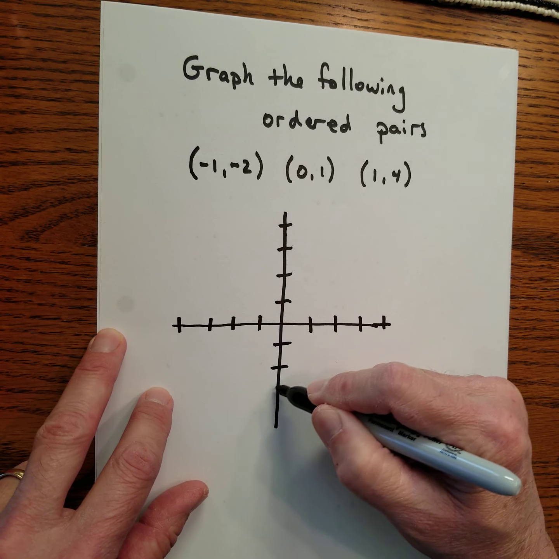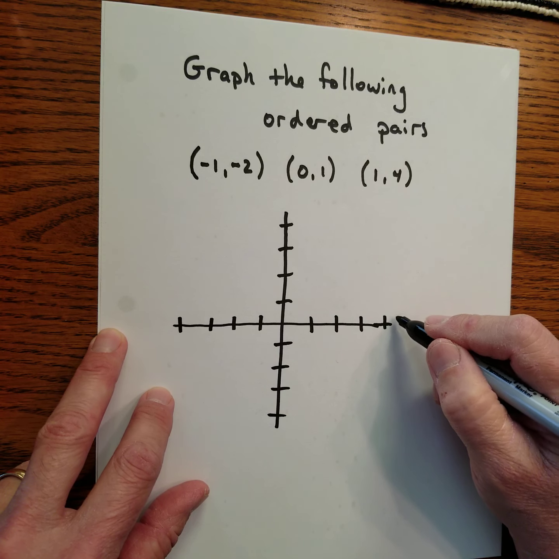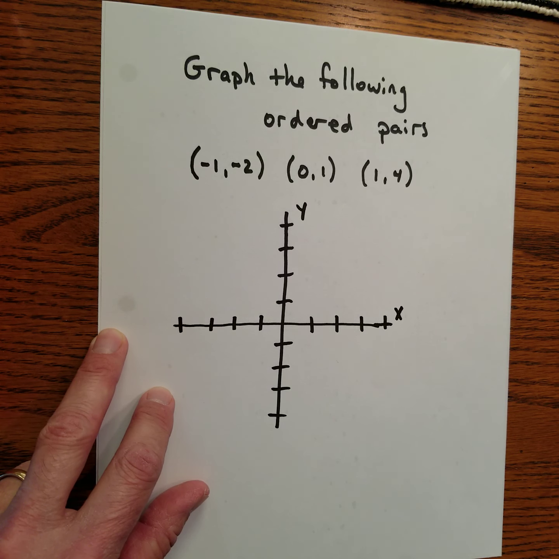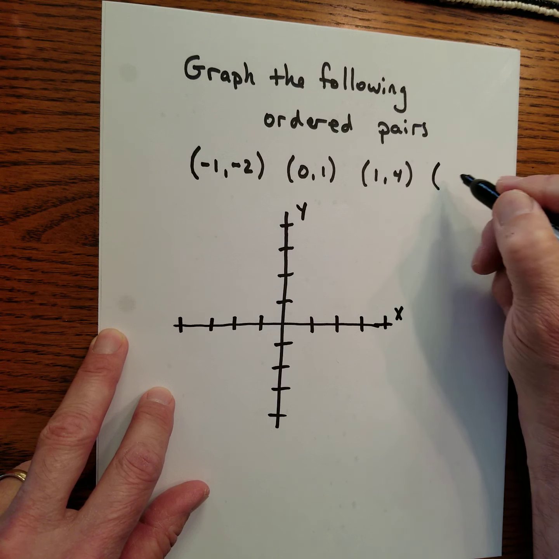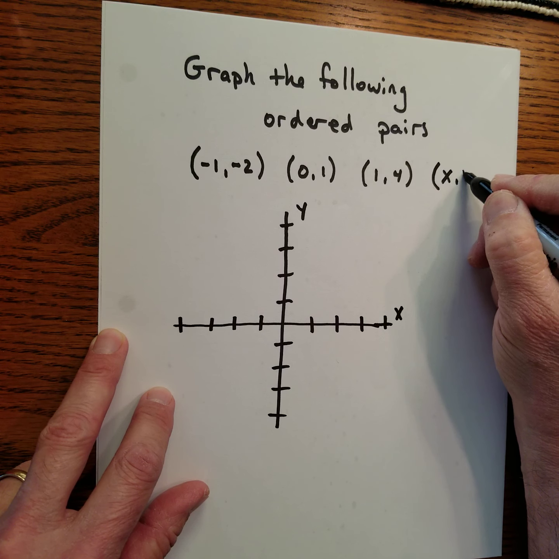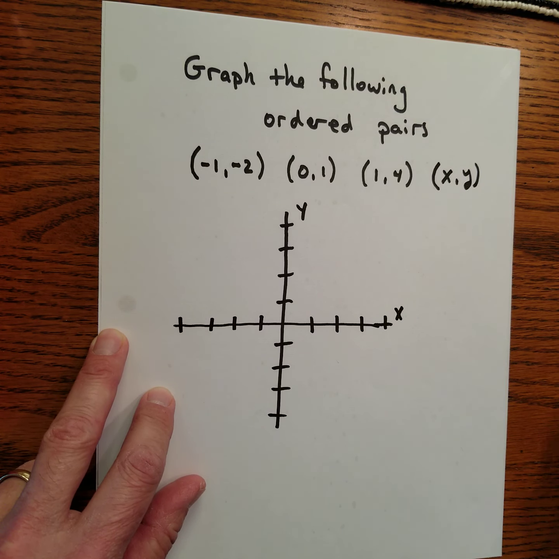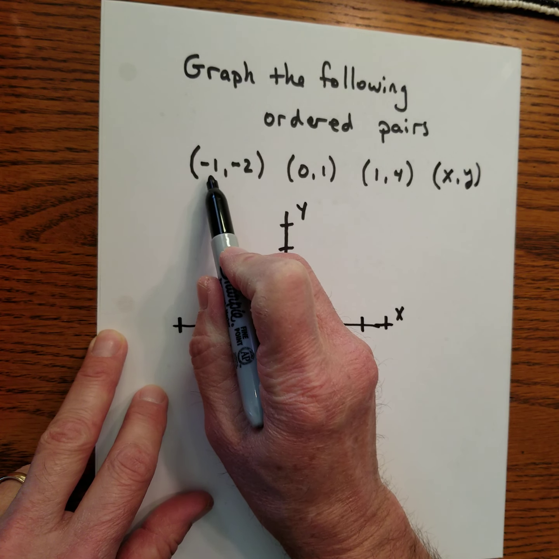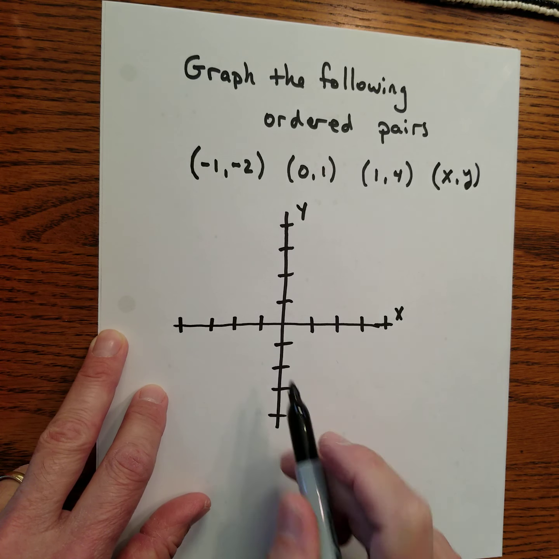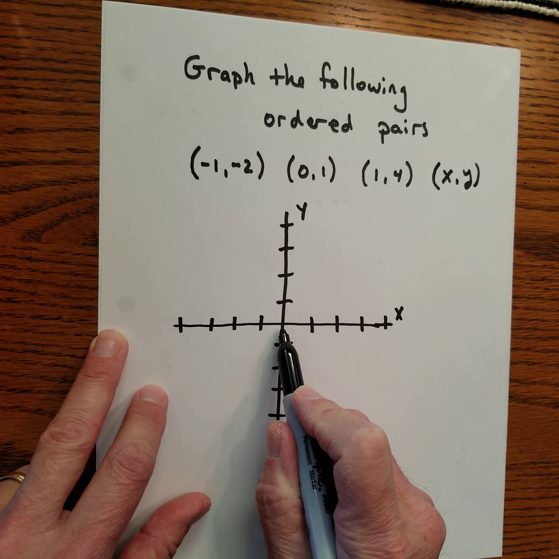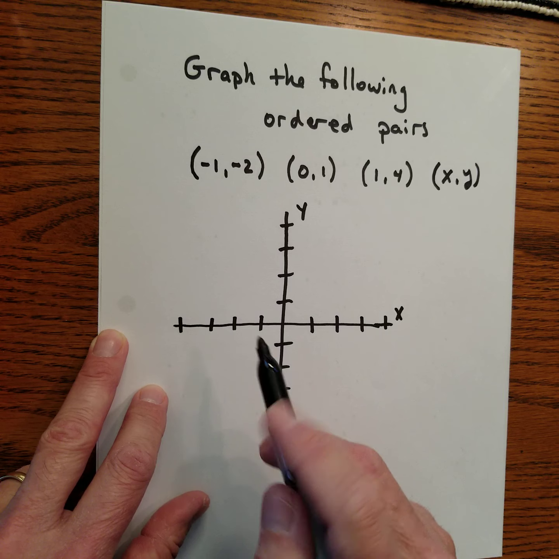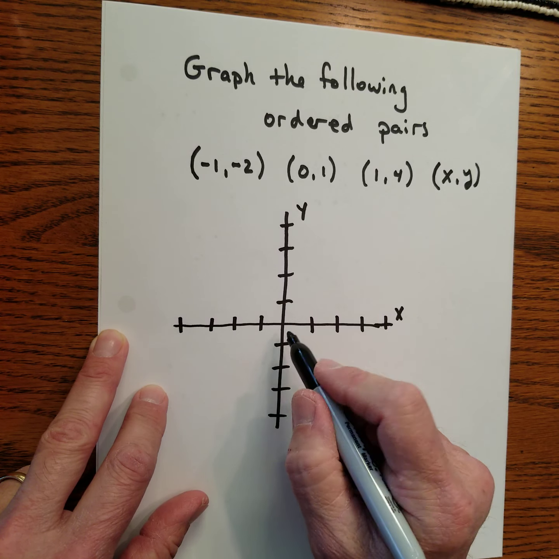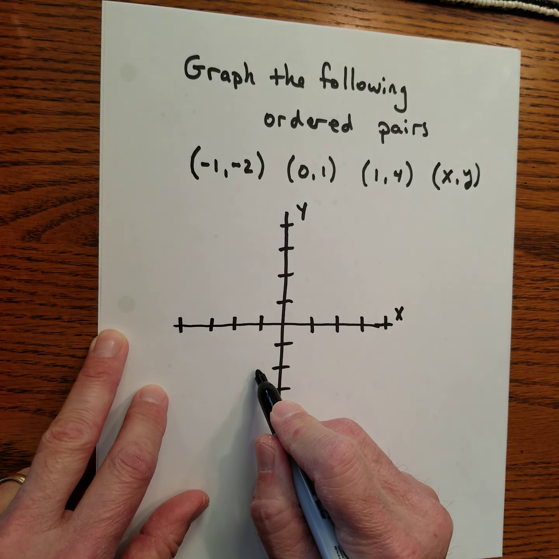Remember now, a graph is made up of two number lines. One is called the x-axis, one is called the y-axis. The ordered pairs are in order, x first, y second. So if I wanted to graph this point, I go to -1 on x and -2 on y. Or think of it this way: 1 left, 2 down.